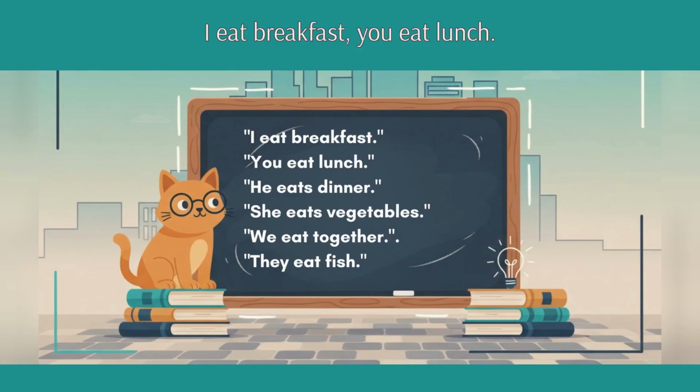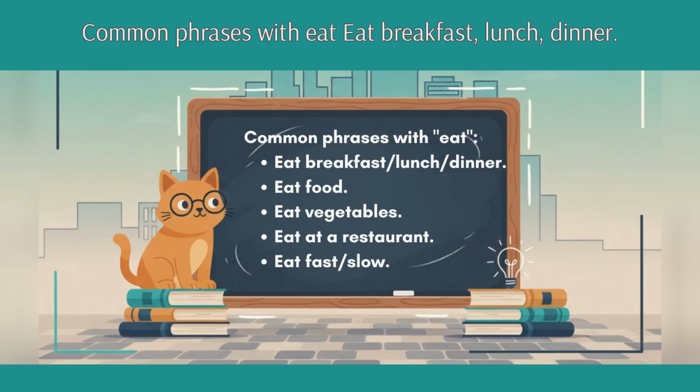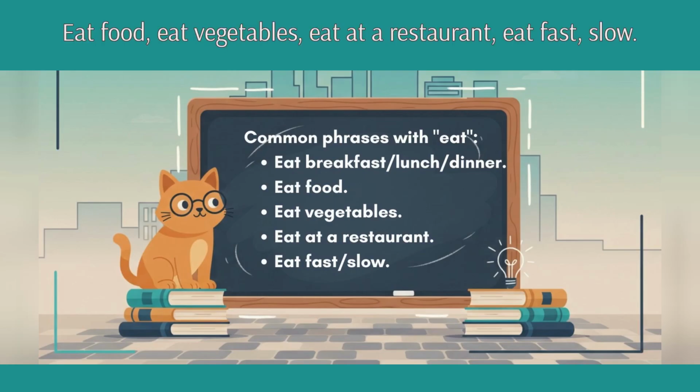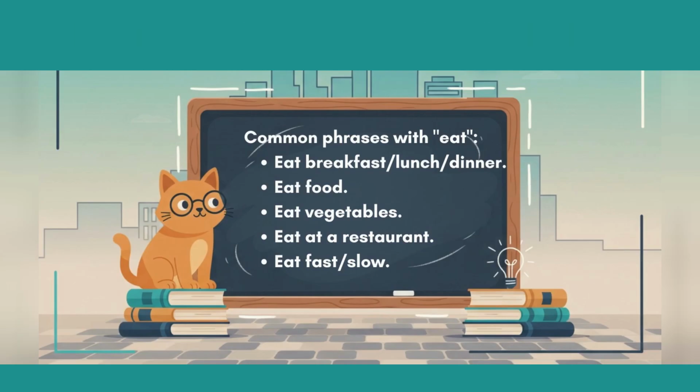Examples. I eat breakfast. You eat lunch. He eats dinner. Notice, eats. She eats vegetables. We eat together. They eat fish. Smart choice. Common phrases with eat. Eat breakfast, lunch, dinner. Eat food. Eat vegetables. Eat at a restaurant. Eat fast, slow.